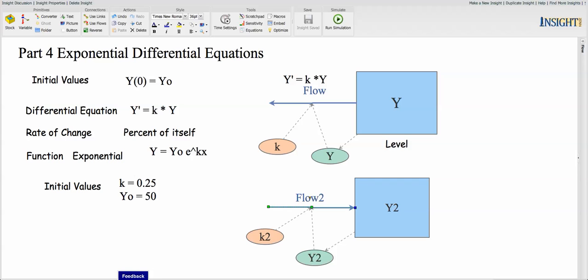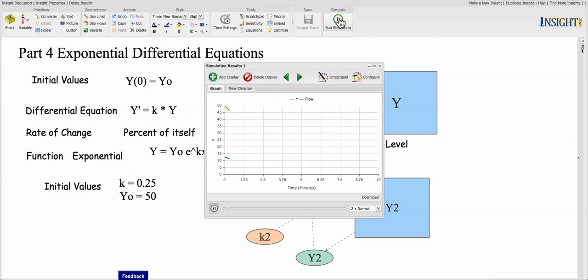So take a moment to predict what you think the graph is going to look like with an exponential differential equation. We've got two graphs, and we're going to show you these. I'll make these bigger.